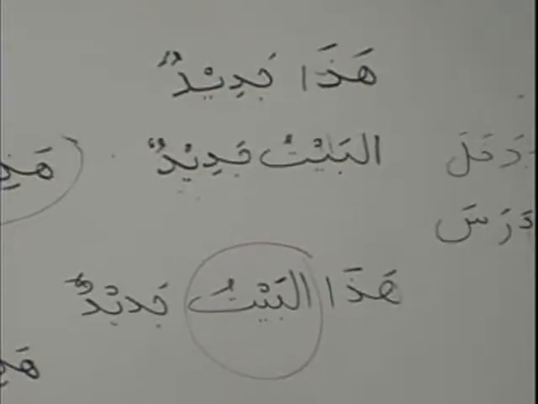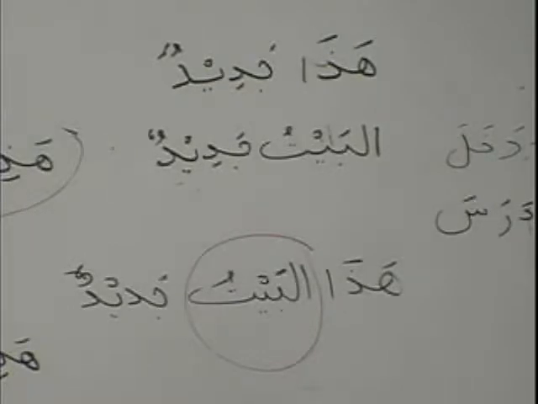Okay, brothers and sisters. Al-baytu jadidun. What kind of a sentence is it? Ismiya. Where is the mubtada? Al-baytu. Where is the khabar? Jadidun. Okay? So, hadha jadidun: this is new. Al-baytu jadidun: the house is new. I'm pointing to the same thing.